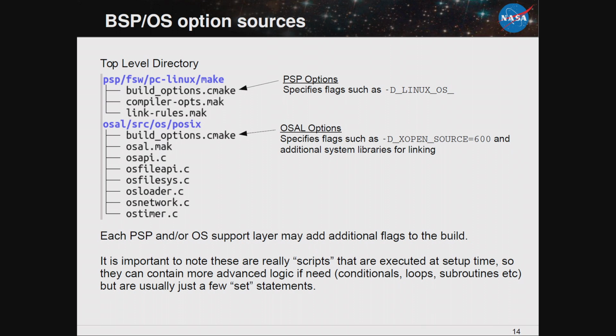To clarify where those BSP and OSAL option sources come from, there's a couple of magic files. They're called build_options.cmake, and you'll find them under the PSP and under the OSAL. And these are just the snippets that extend the C flags for that particular platform or operating system.